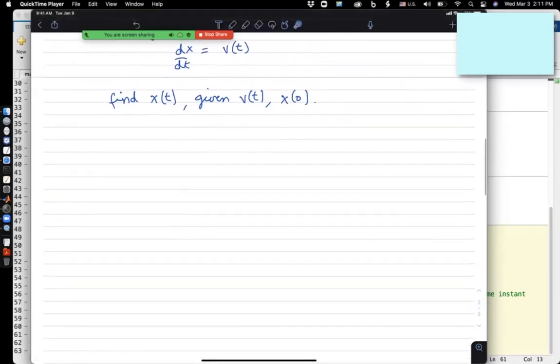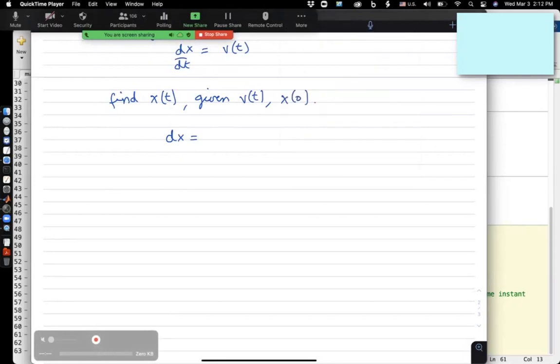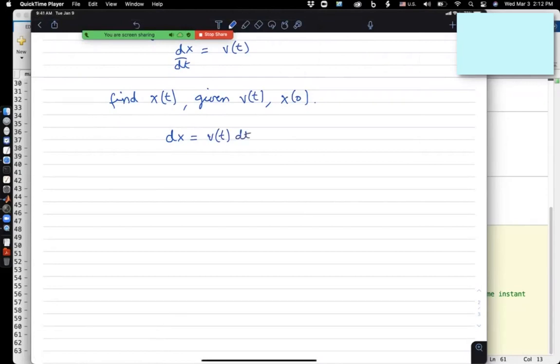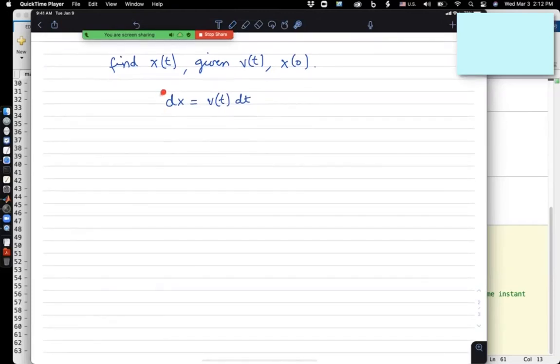Okay, let me say this. Basically, you do this. You say dx equals v of t dt. So you just rearrange this thing. That's all we have done. What does this mean? It means a small increment, the change in position x, equals the current velocity v times the time increment dt, okay? So if you wait for a little bit of time, the distance by which you have moved is going to be velocity times dt. That's all.